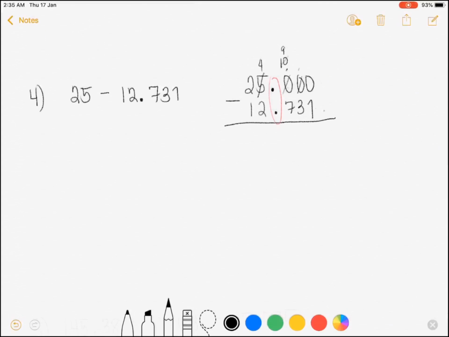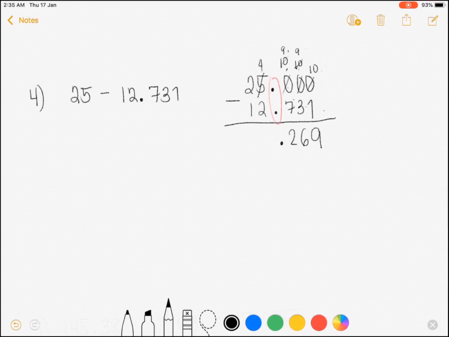And then, itong hundredths ay magiging 10. Kaso, magbabaro tayo ng 1 dun sa hundredths. So, magiging 9 na lang siya. And then, lastly, magiging 10 yung thousandths. So, na pwede na nating isubtract. So, we have 10 minus 1 is 9. 9 minus 3 is 6. 9 minus 7 is 2.